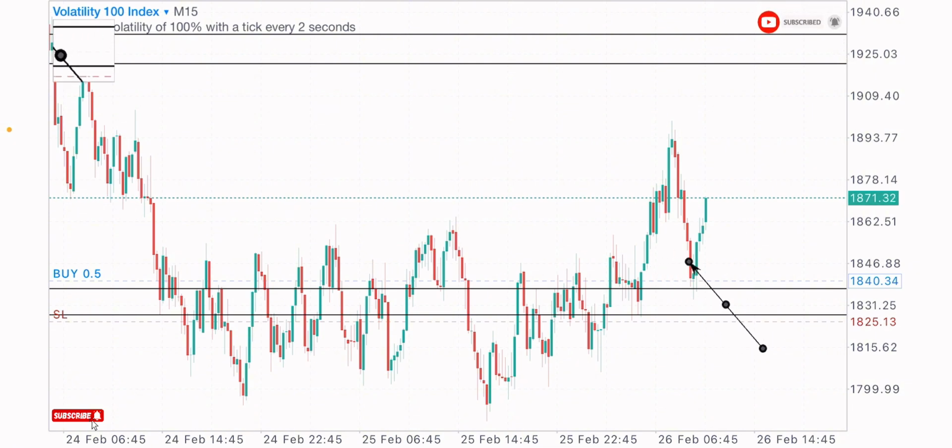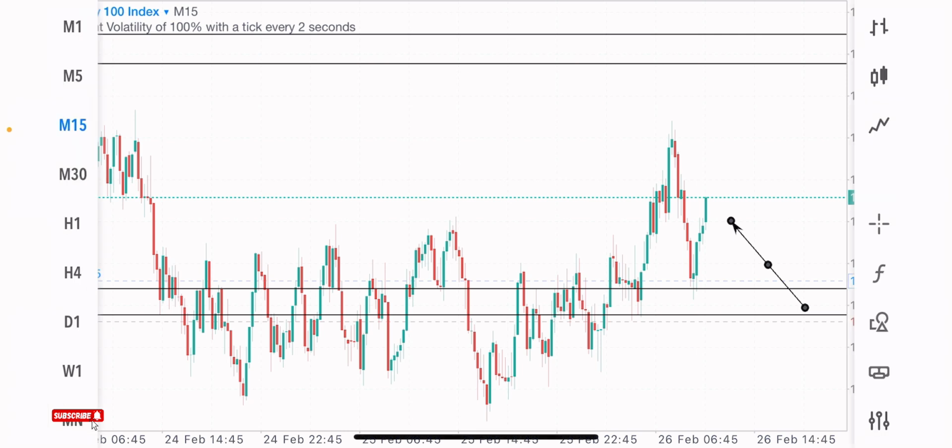Firstly, I had an entry at this zone which I got stopped out in a loss, so I had to re-enter on price approaching this zone, this level, right? And you can see how well I'm moving in profit. More buys are expected on Volatility 100 index in the coming days and hours, I would say, right?